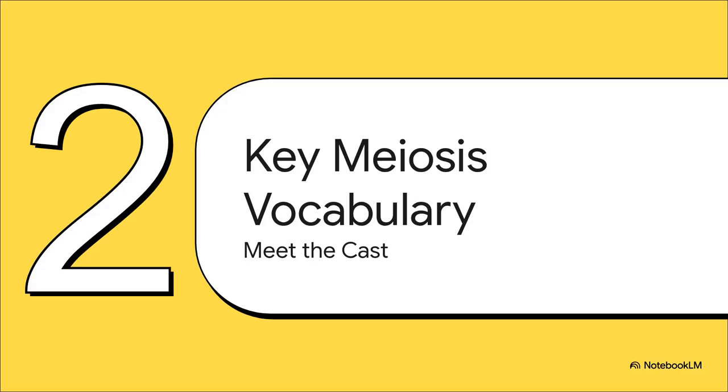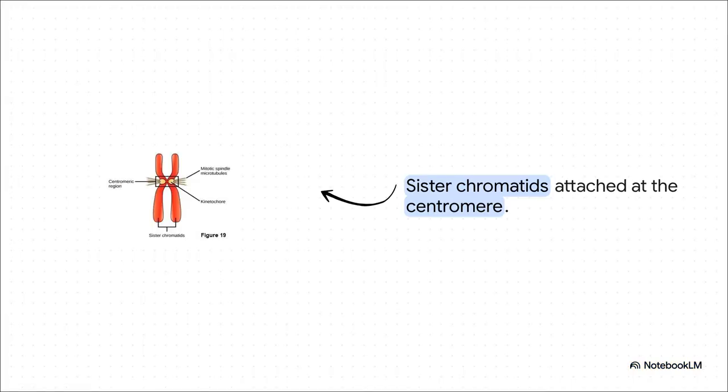Okay, moving to section 2, key meiosis vocabulary. Let's meet the cast. To really wrap our heads around the action, we need to know who the players are. What we're looking at here is a single chromosome that's duplicated itself into two identical halves. We call these identical halves sister chromatids. Notice how they're basically hugging? They are bound super tightly together right in the middle at that pinched area called the centromere. As long as they're joined up like this, we consider them one single duplicated chromosome.